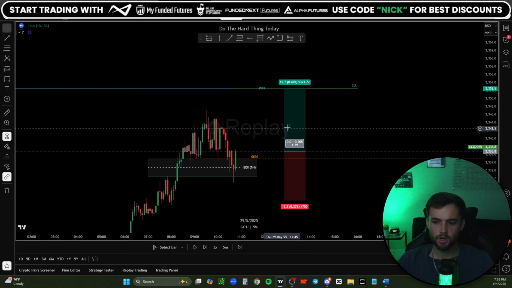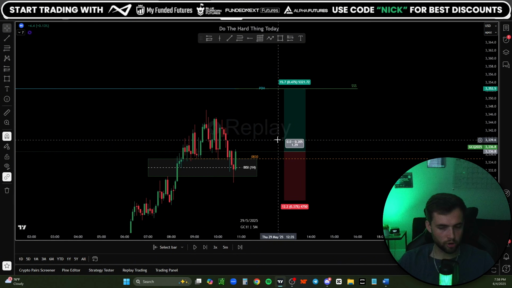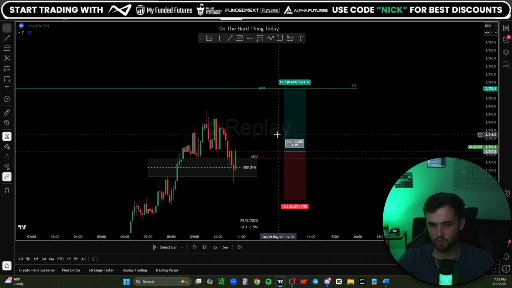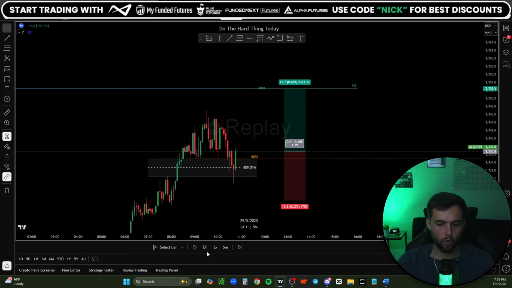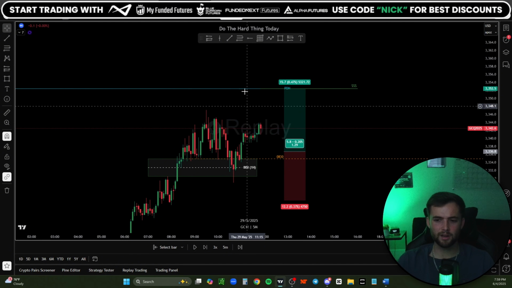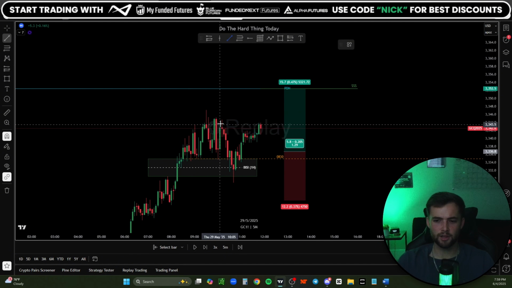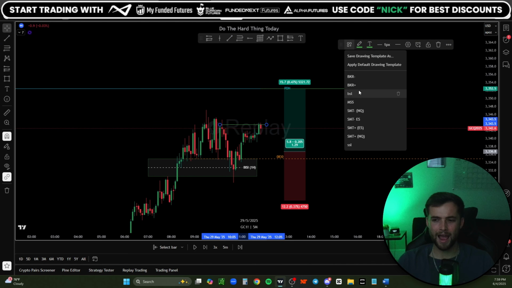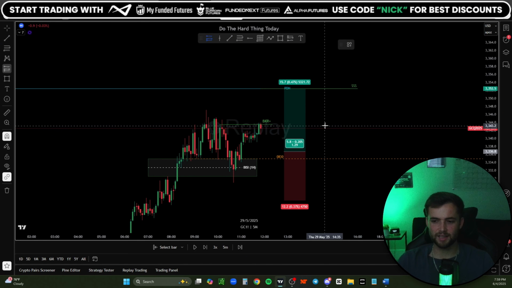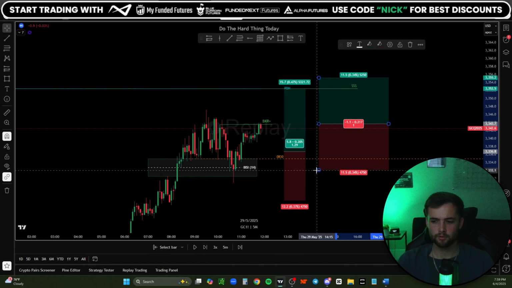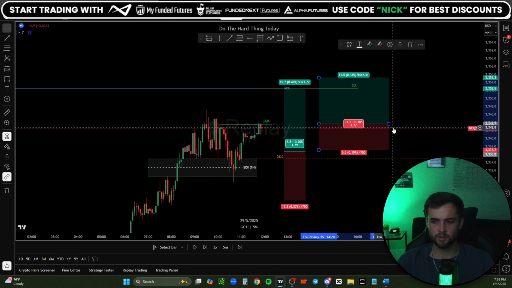Now, stick with me. I entered here on what's called a starter position. This is usually half of my normal size, and then I start to scale in once I start to see my breaker entry or my unicorn setup. So price is hovering around here. Once we get a close above this candle right here, which is our breaker, I will add in some more with my stop below the breaker. Okay, it's not going below the low, it's going below the breaker.